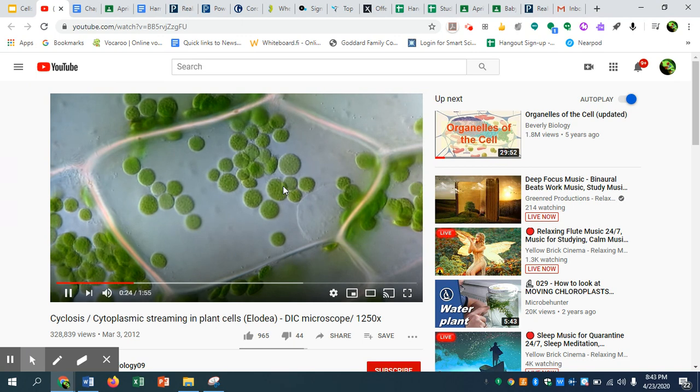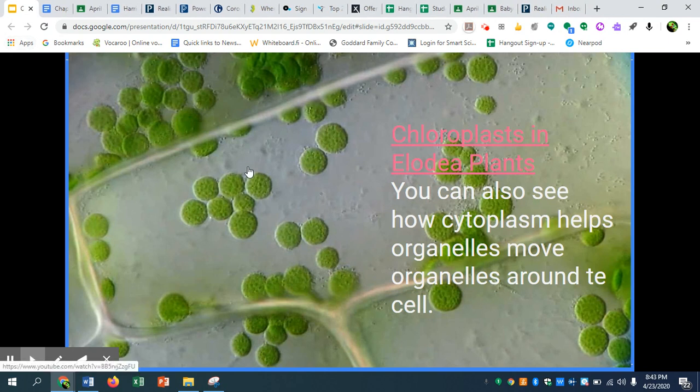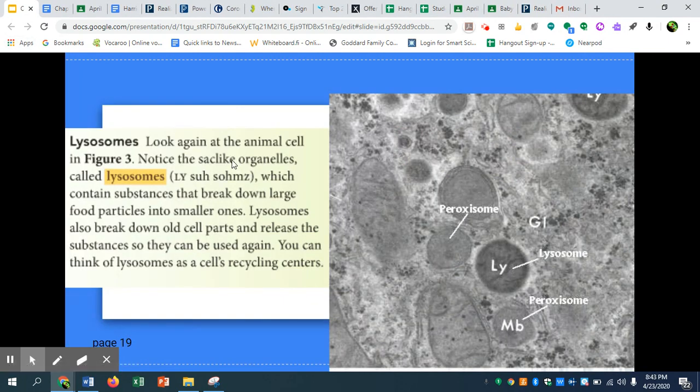All right. So now let's go back to lysosomes. Lysosomes are found in animal cells. They break down food particles into smaller ones. And they can also break down old parts of the cell. Sometimes organelles in the cell have run their course and new parts of those organelles are made, or cells die. And the lysosomes will package those and send them out of the cell. So they're kind of like the recycling center of the cell.